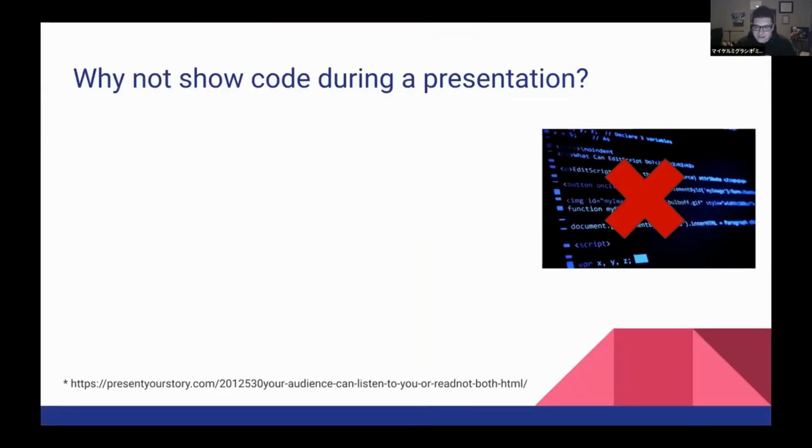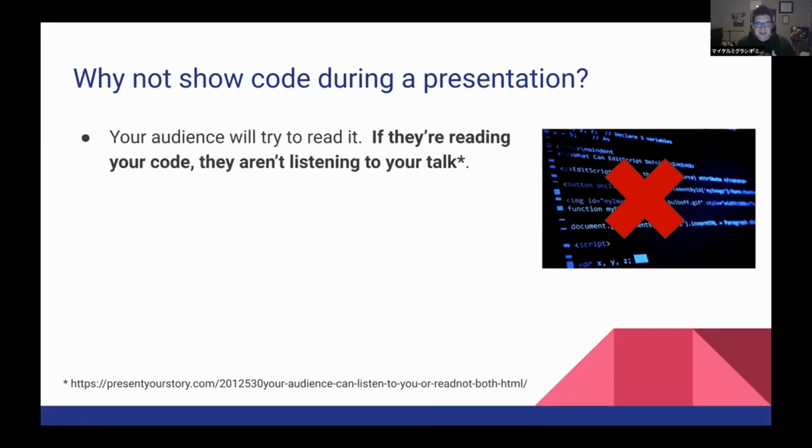So why shouldn't you show code during a presentation? The first reason is your audience is going to try to read that code. And if they're reading your code, they aren't listening to your talk. Code on the screen has the exact same problem that we see with slides that have a ton of text on them. And that is that audiences can read, they can listen, but they can't do both at the same time. So you're going to lose a bit of your effectiveness as a speaker if all of your audience is reading your code.